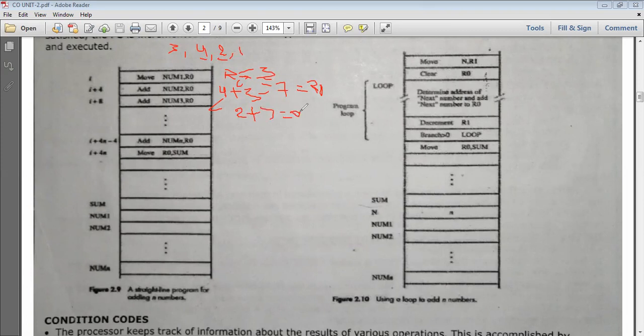So where is this 9 stored? The second operand, that is R0. Okay? Next here, add num4 comma R0. What is the number 4? 1. What is the data in R0? 9. So totally what is the result? 10. This will be stored in R0 like this.